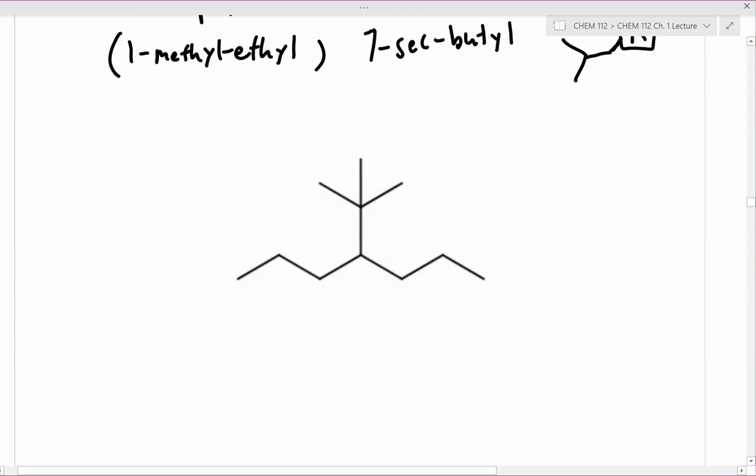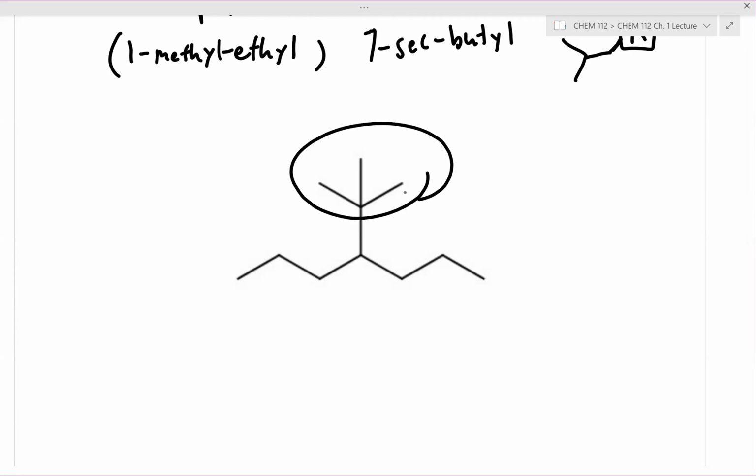Okay. I see a lot of reasonable answers. First things first, would someone like to tell me what do we call this substituent? We have our main chain attached to our tertiary carbon, making it a quaternary carbon. What do we call this? Tert-butyl. Yep.